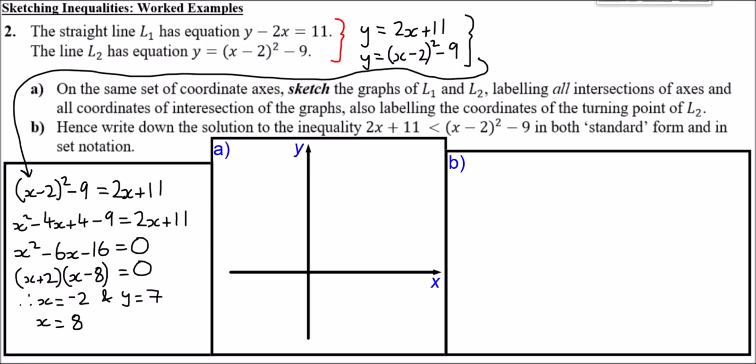Okay, so one point of intersection is where x is minus 2 and y is 7, or we could have where x is 8. Now when x is 8, 2x is going to be 16. 16 plus 11 is 27. So when x is 8, we've got that y must be 27.